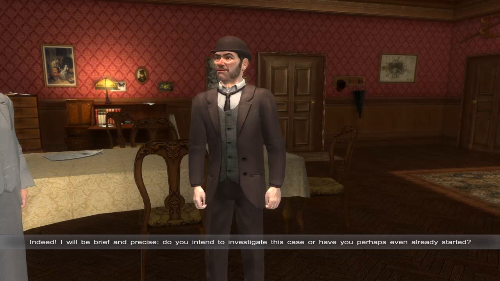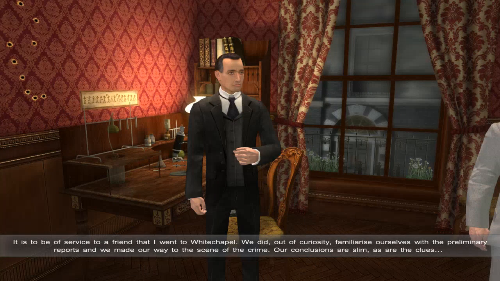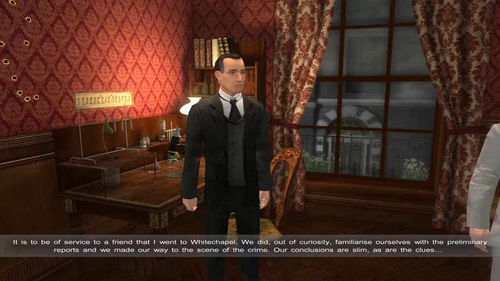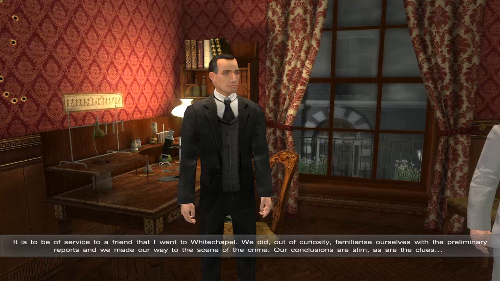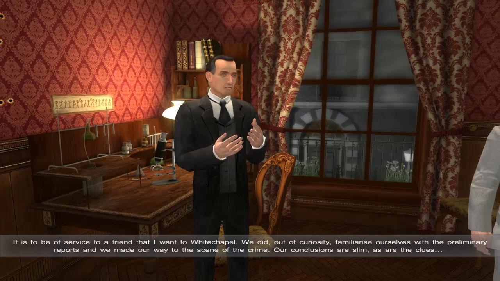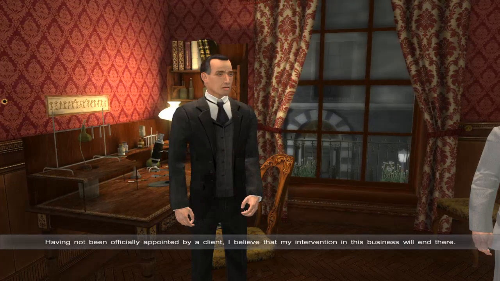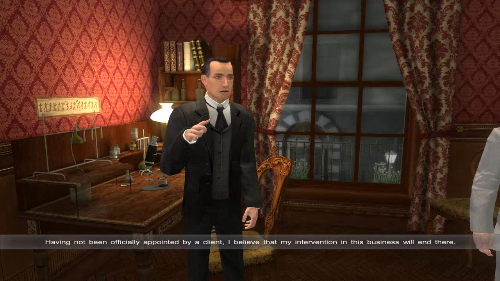Do you intend to investigate this case, or have you already started? It is to be of service to a friend that I went to Whitechapel. We did, out of curiosity, familiarize ourselves with the preliminary reports, and we made our way to the scene of the crime. Our conclusions are slim, as are the clues. Having not been officially appointed by a client, I believe that my intervention in this business will end there.